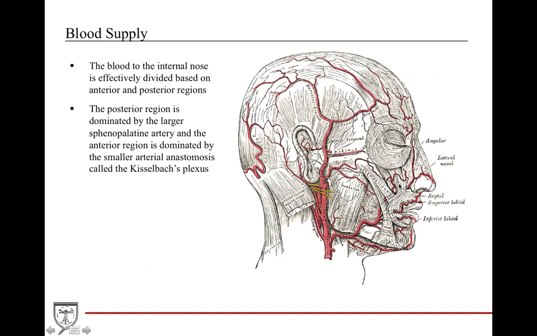So the blood to the internal nose is effectively divided based on the anterior and posterior regions. In terms of the internal network of the nose, the posterior region is dominated by the larger sphenopalatine artery, and the anterior region is dominated by that smaller arterial anastomosis called Kiesselbach's plexus. Kiesselbach's plexus is just anastomotic vascularization, and it's that deeper sphenopalatine artery, with its much larger caliber vessels, that can actually have a very significant bleed when it gets ruptured or injured for any reason.